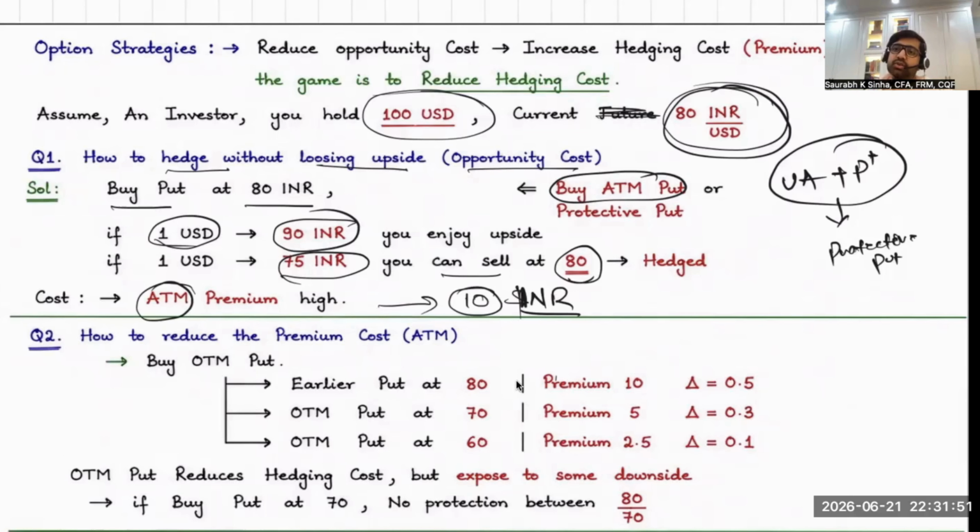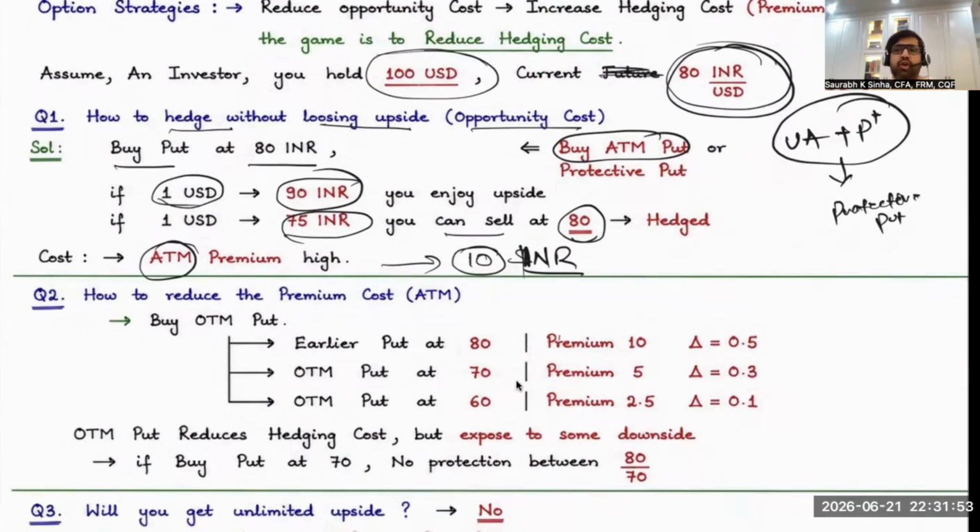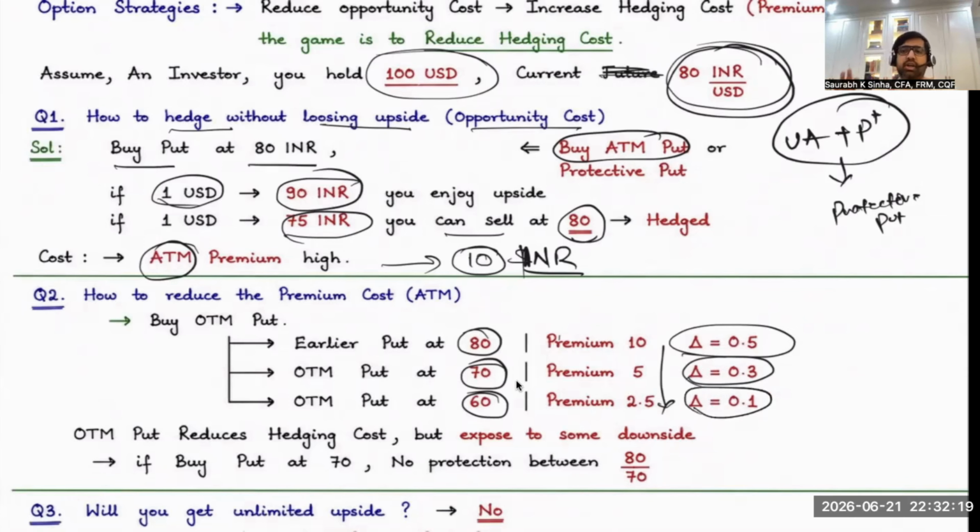Now the simple answer to this question is you can simply go for an out of the money put option. Instead of buying a put at 80, you could have bought the put at 70 or 60. Definitely the premium will decrease drastically. And yes, I have given some information that the delta of the put for at the money is 0.5 negative. For out of the money, it starts decreasing, say 0.35 or 0.25. And for further out of the money, the delta is very near to zero.